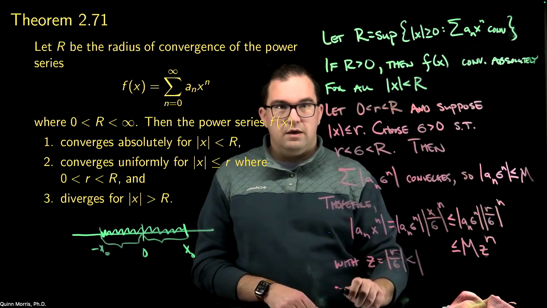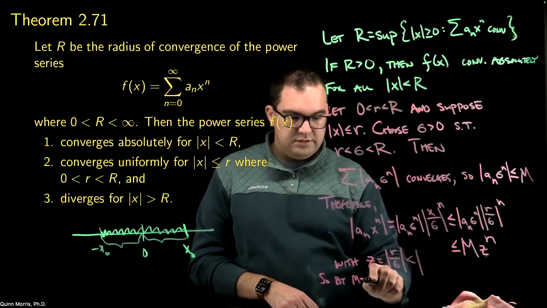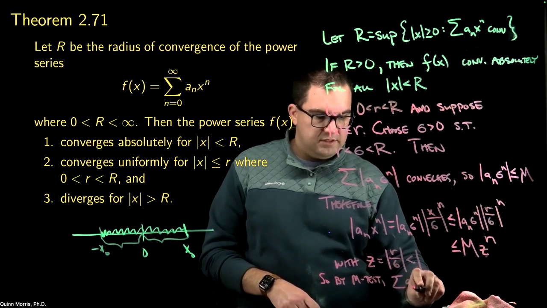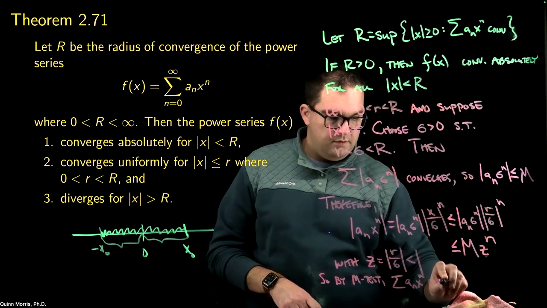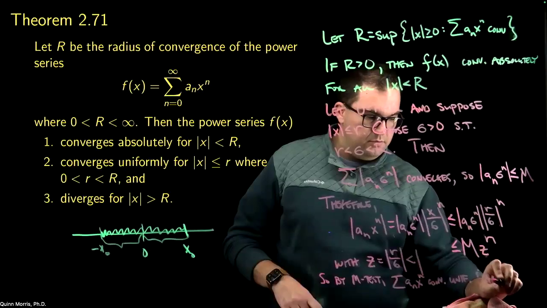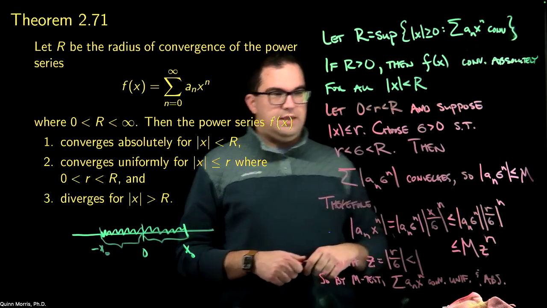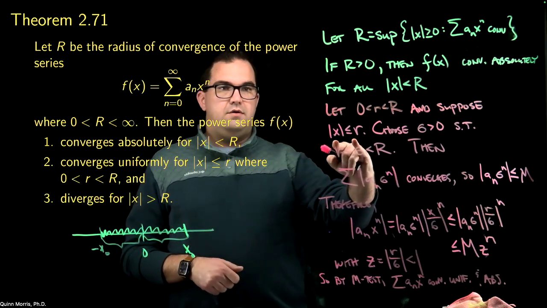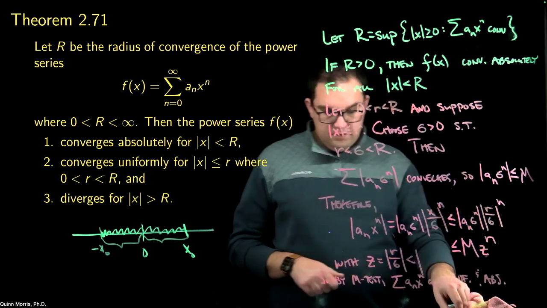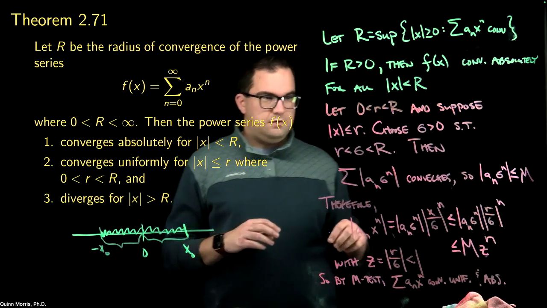Okay. So now we're a little close to the bottom here. So by the M test, the sum a sub n x to the n converges uniformly and absolutely. And it converges uniformly and absolutely on this interval, where the absolute value of x is less than or equal to r.